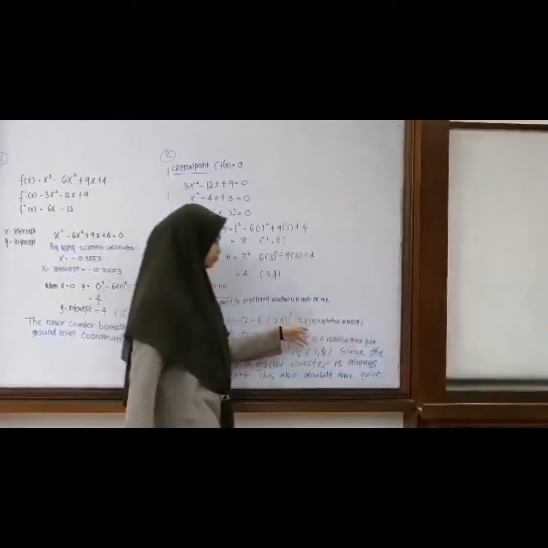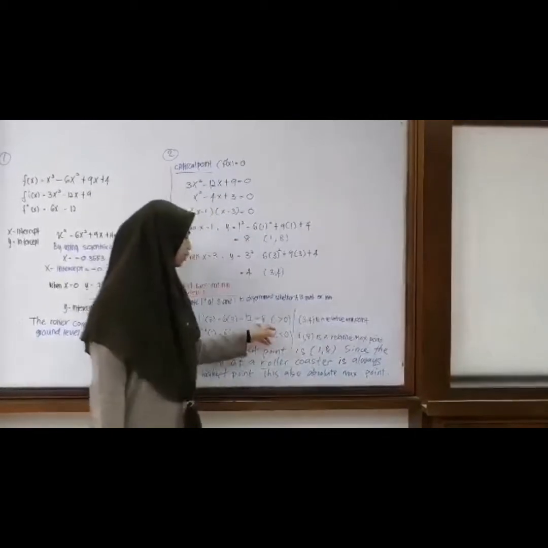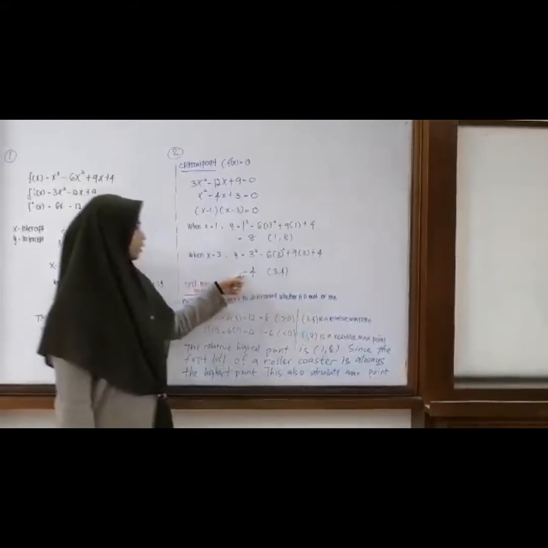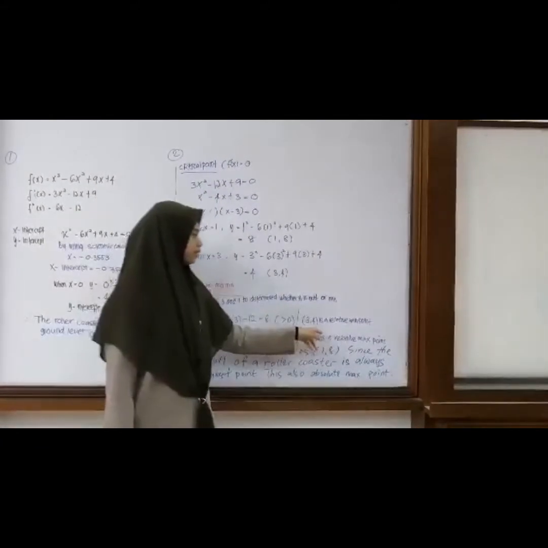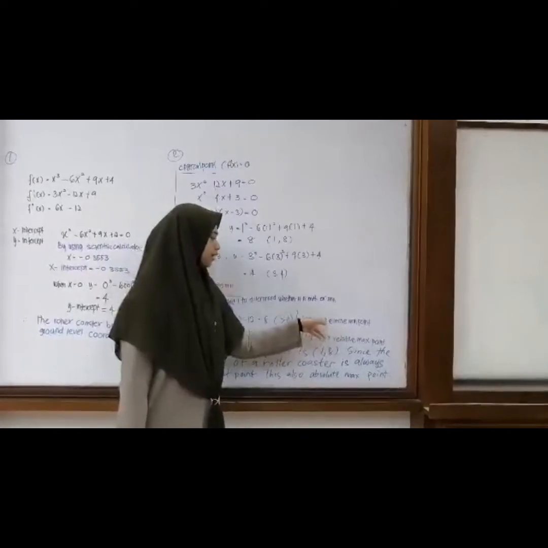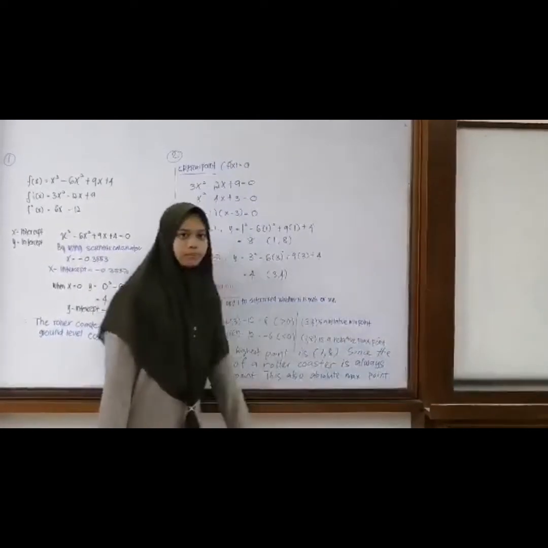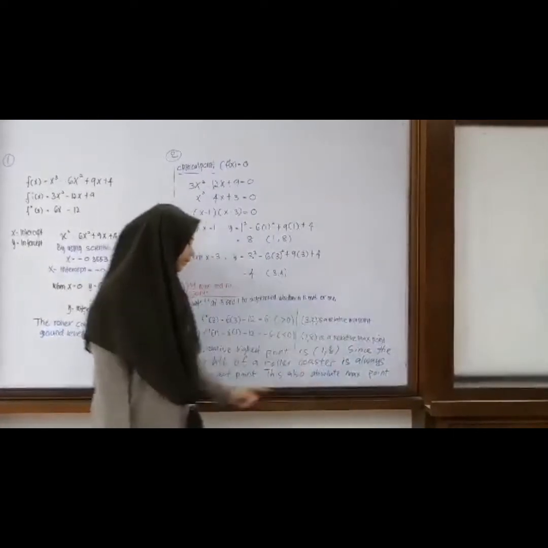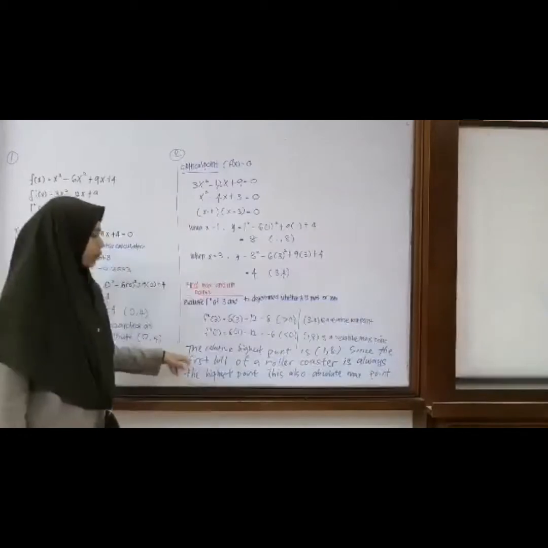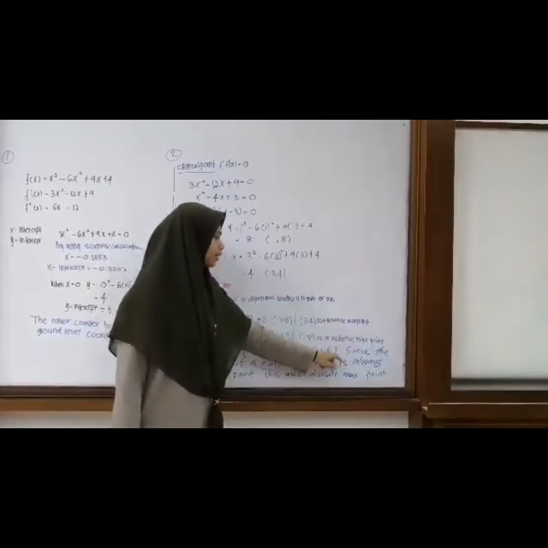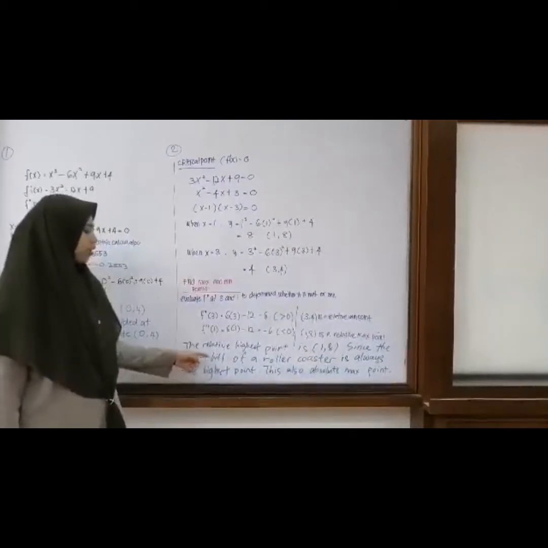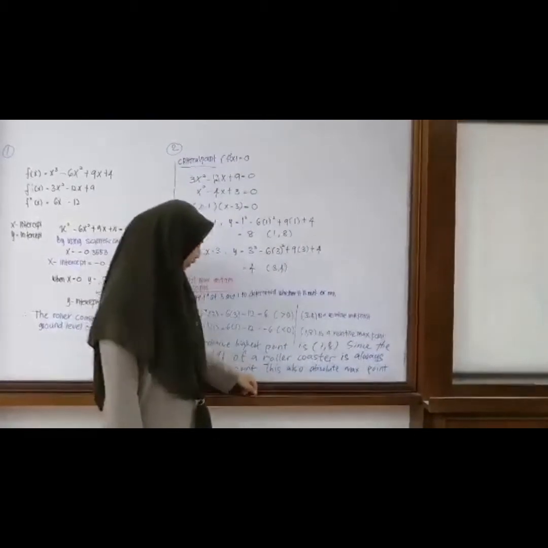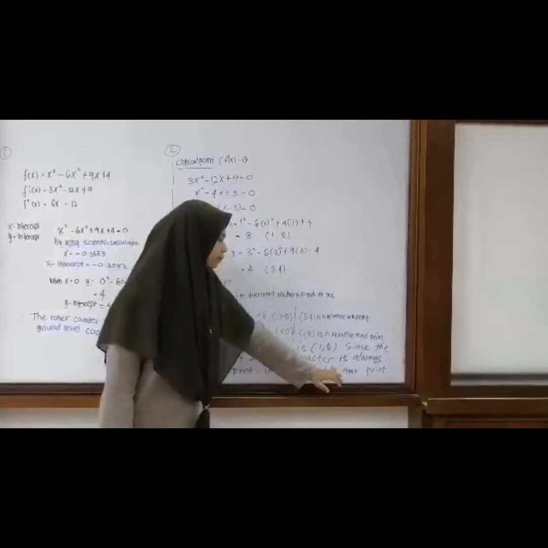And so after we get 6 and we see this, (3, 4) is a relative minimum point, and (1, 8) is a relative maximum point. The relative highest point is (1, 8), since the first hill of a roller coaster is always the highest point. This is also the absolute maximum point.